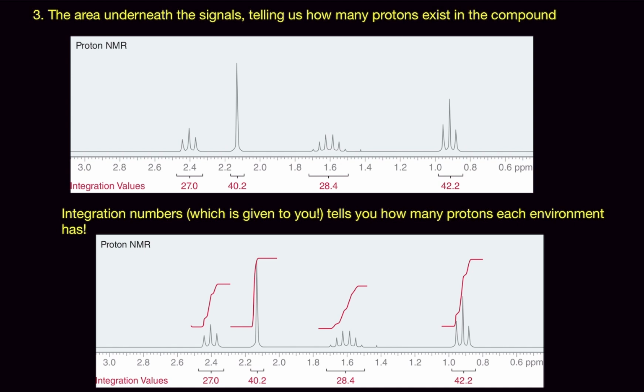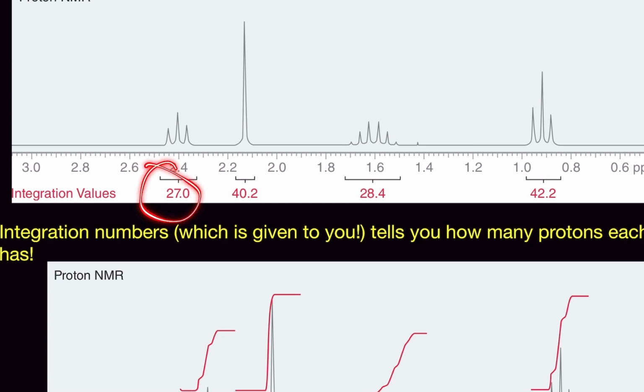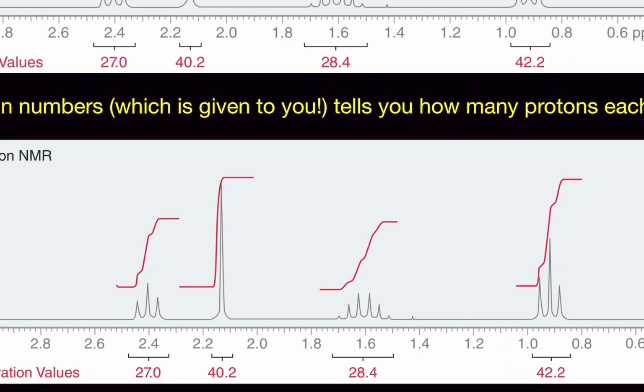The area under the signals tells us how many protons exist in a compound. You'll notice that sometimes your professor or a book problem will give you something called integration values. You'll notice values below the peaks here. Sometimes you will see curves like this. Here's my tip: the curves are garbage. Do not look at them. They're just there to confuse you. I hate them. They're useless to me.